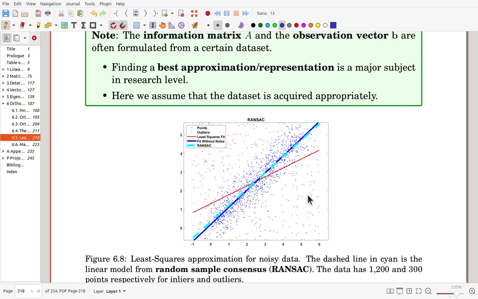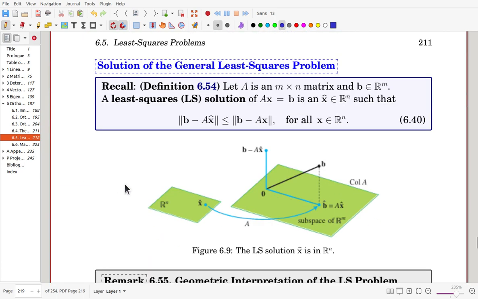Here we'll assume that the data set is acquired appropriately. We'll not consider such a noise case. And once noise is involved, then the problem is way more complicated. So we'll consider good data only. Now that is a rewriting of the definition. That is, the least squares solution will have the least square norm.